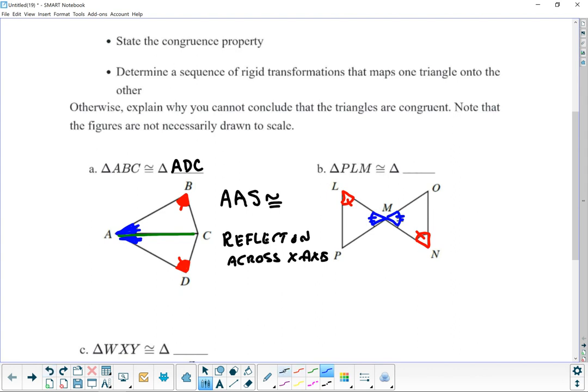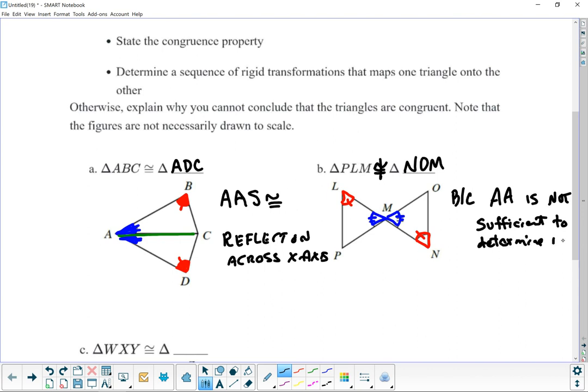All right, so we're going to say triangle PLM is not congruent to triangle NOM. And this is because angle is not enough, or not sufficient, to determine congruence.